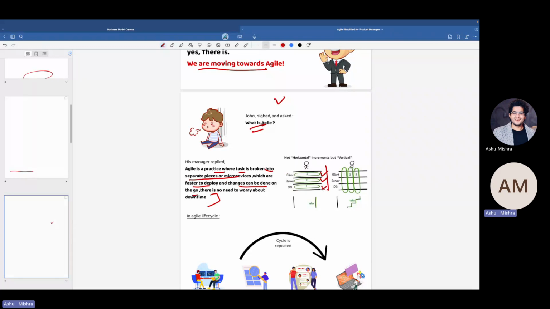So, this is essentially a horizontal increment or a kind of waterfall mechanism, right? However, if you see this vertical mechanism, everything is running in sync. The client, server, and DB in task 1 are working parallelly, in task 2 are working parallelly, in task 3 are working parallelly. So if you see, the value in this second scenario is much more incremental, right?